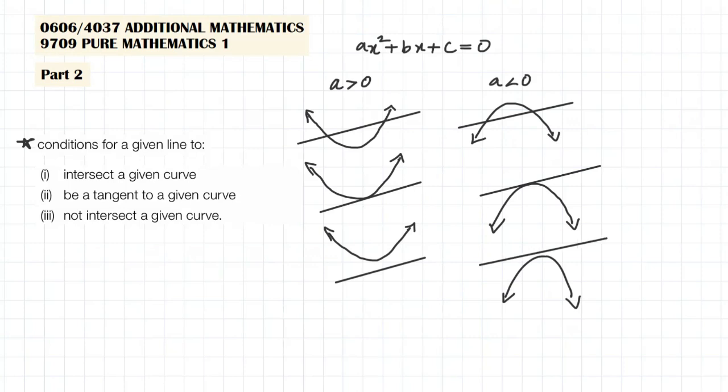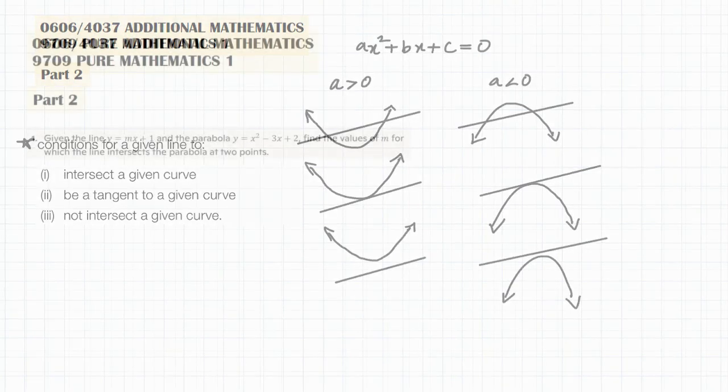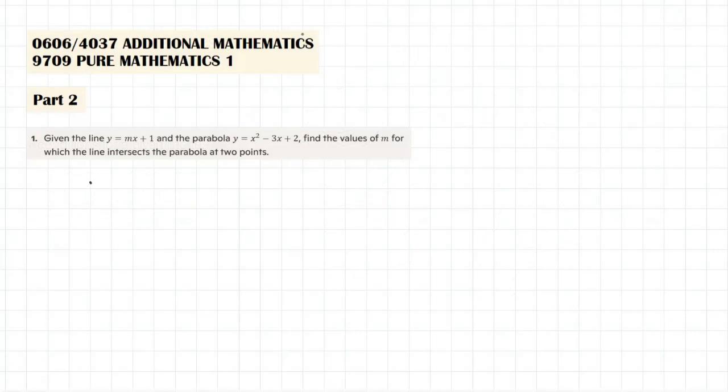Okay, so now I'll solve some questions for you, and you can relate how you tackle these kinds of questions. Problem 1. Given the line y equals mx plus 1 and the parabola y equals x squared minus 3x plus 2, they're saying find the values of m for which the line intersects the parabola at 2 points. Unlike the previous set of problems, there was only one equation. Now we've got a line and a curve. So we need to check what are the points where the line intersects the parabola.